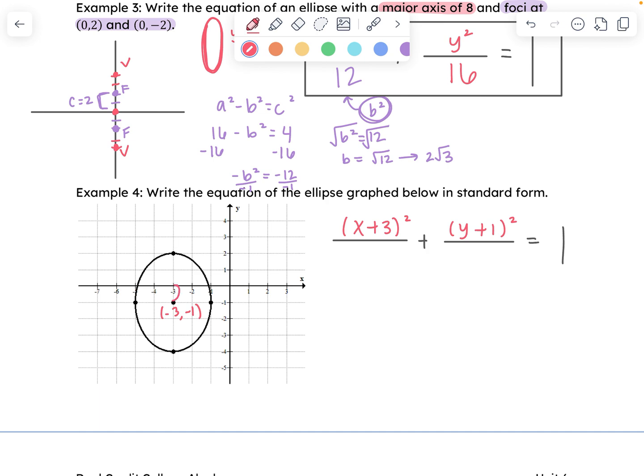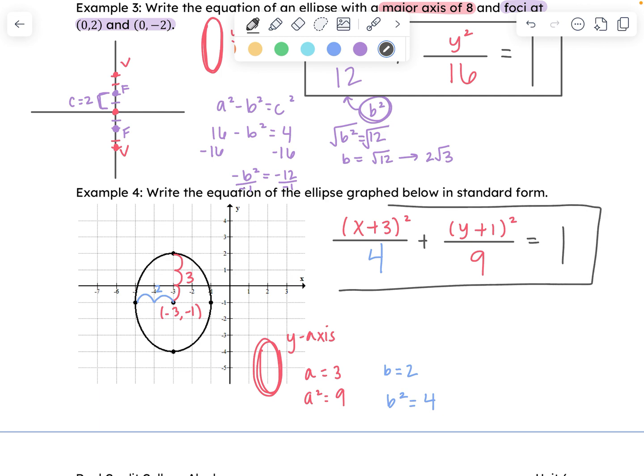If you look, we're going up 1, 2, 3 here, and we're going over 2 here. So once again, we're parallel with the y-axis. So that means that a is that 3. So a squared would be 9, and it's going to go under the y. And the b is how far over we went, the 2. So b squared would be 4, and it's going to go under the x. That one is a lot easier because you don't have to do all the extra work with the weird Pythagorean theorem. And there's my equation.